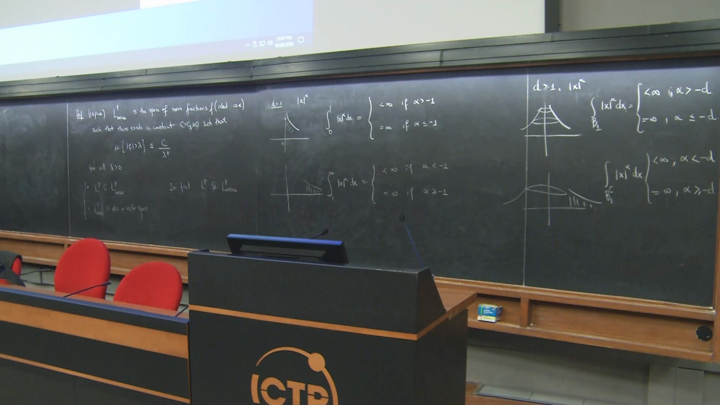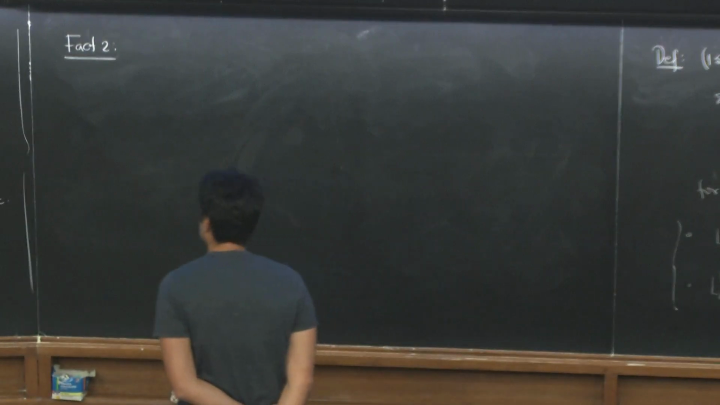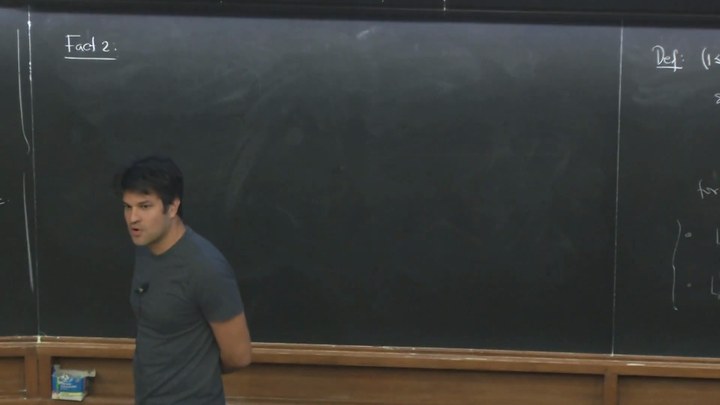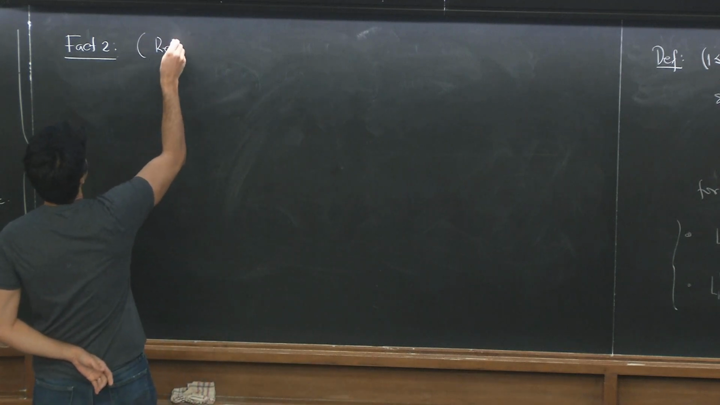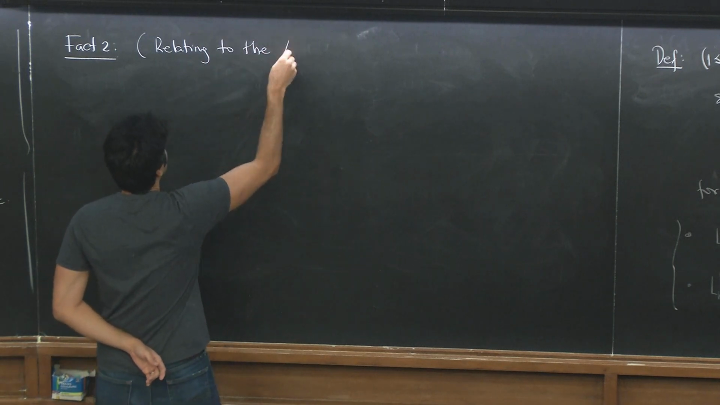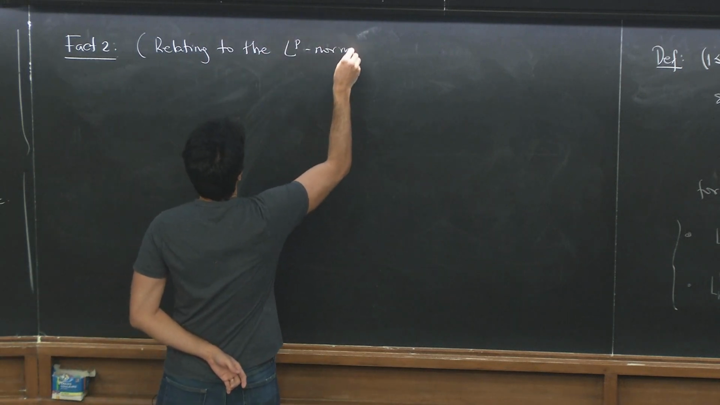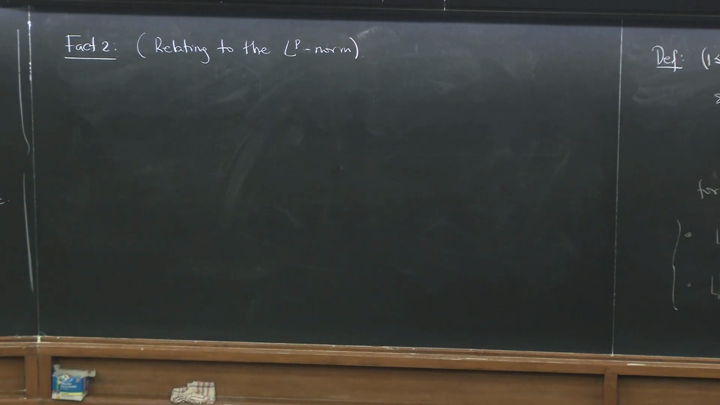Fact number 2 about the distribution function and the measure of the super-level sets is that you can relate it to the LP norm sometimes in a useful way. Okay, so relating to the LP norm. Let me do a computation for you here.